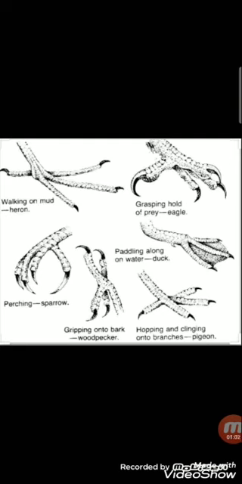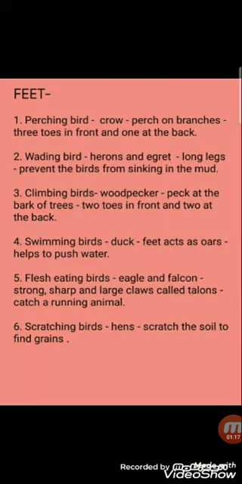Hopping and clinging onto branches. That is pigeon. Pigeon hops and goes from branch to branch. Now in detail we will see. Feet. Perching bird. Example here given. Crow. Perch on branches. Perch means they sit on branches. And what type of feet do they have? 3 toes in front and 1 at the back.